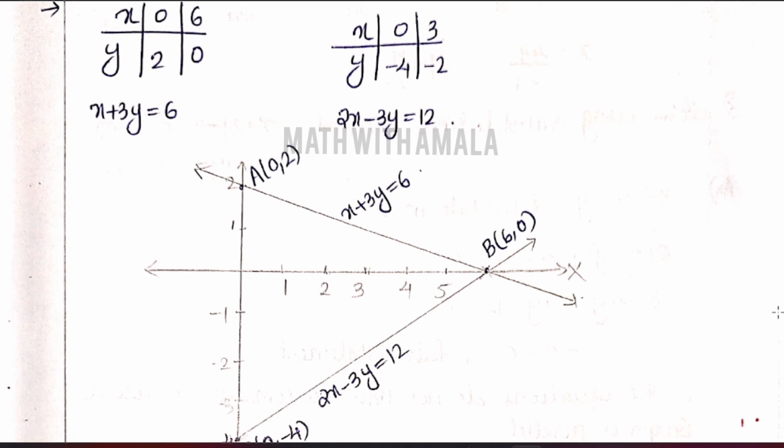Likewise, you can continue and you will get (0, 2) and (6, 0) as points on x + 3y = 6. Likewise, (0, -4) and (6, 0) are the points on 2x - 3y = 12. Here, these two lines are meeting at the point (6, 0). That means they have a single solution. So hence it is consistent.